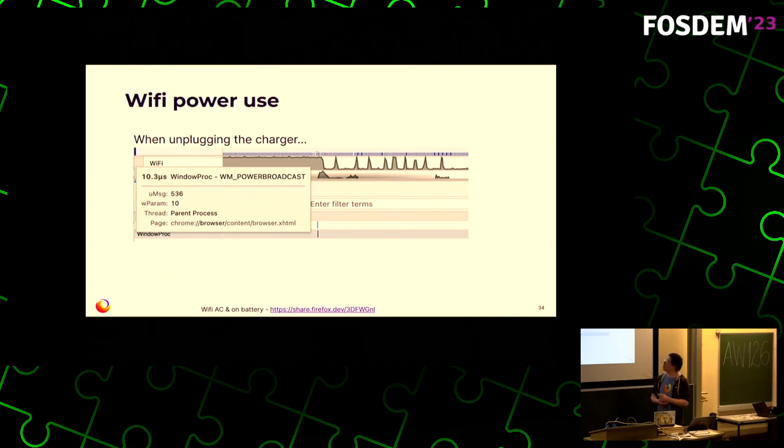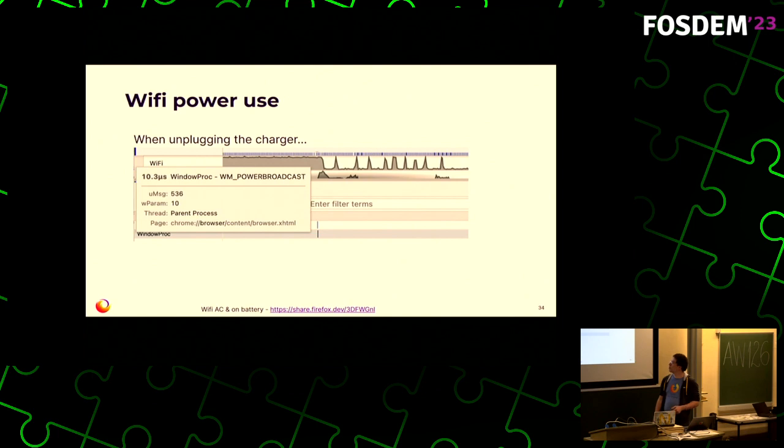And I noticed that Wi-Fi chip power use is almost always half a watt, so 500 milliwatts, when the machine is plugged to a charger. And what happened here is I unplugged the charger. There was a power broadcast event. And now we only use power when there's probably network traffic. And I had no idea that Windows was doing this. I think it's to reduce latency, but it keeps the Wi-Fi chip alive all the time.